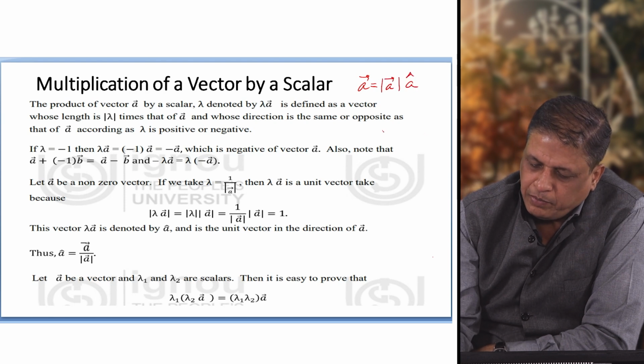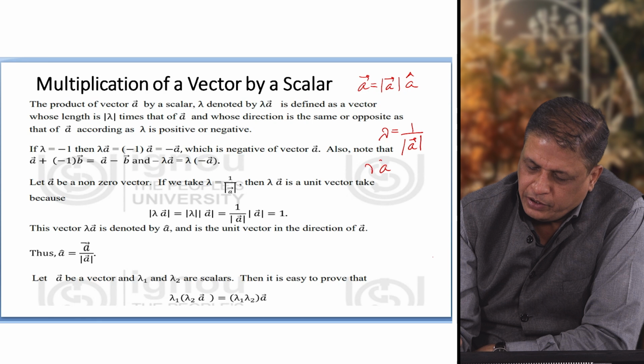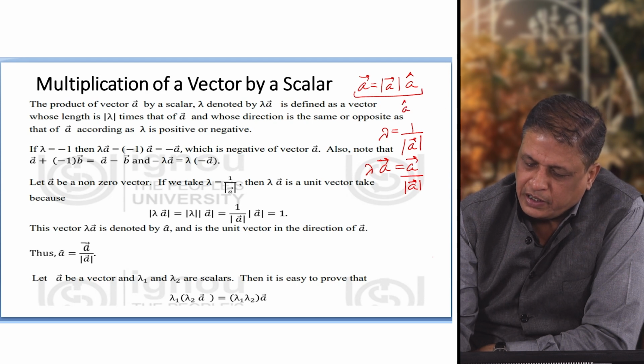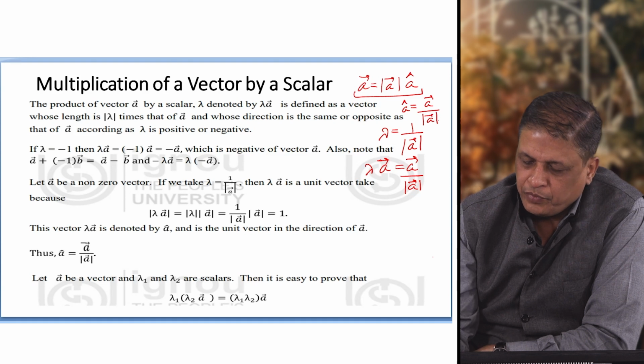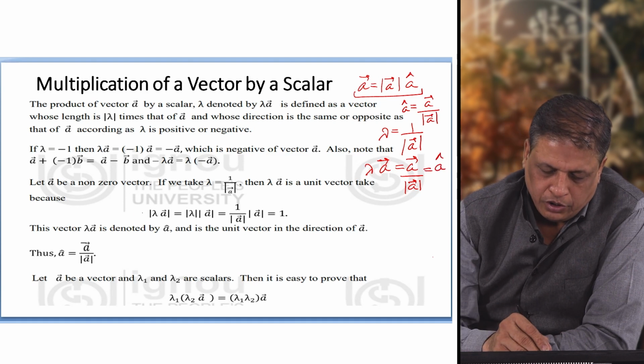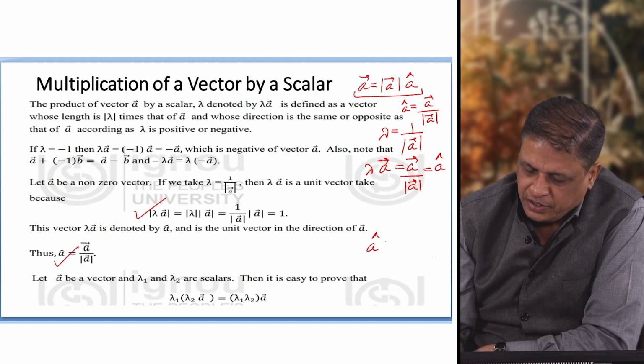So, if lambda is taken as a scalar constant of 1 over magnitude of A, then lambda into A vector will always be written as A vector upon magnitude of A. And by looking at this equation, you can see that A unit vector is equal to A vector upon magnitude of A vector. So the A unit vector can always be written as A vector divided by magnitude of A vector.